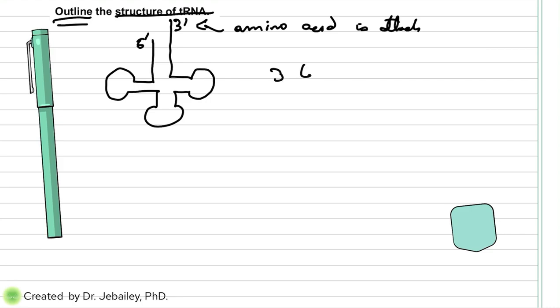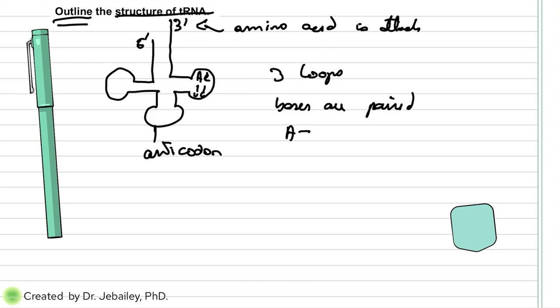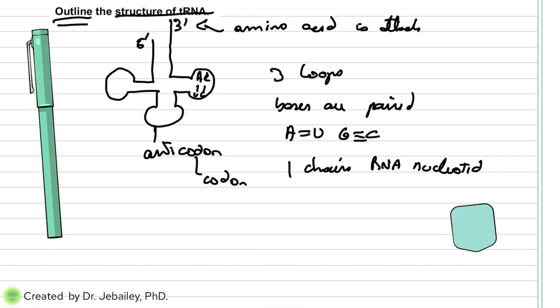Then you can say that there are 3 loops. And you can label one as the anticodon. And then you can say in these loops, you have base pairing, right? Let's say C with G. So in these loops, the bases are paired, right? And that means A with U and G with C. We can also talk about how the anticodon will match with the codon, because that's the structure of the tRNA. You can also say it's one chain of folded RNA nucleotides. Those are the most obvious things, but you have to put them.